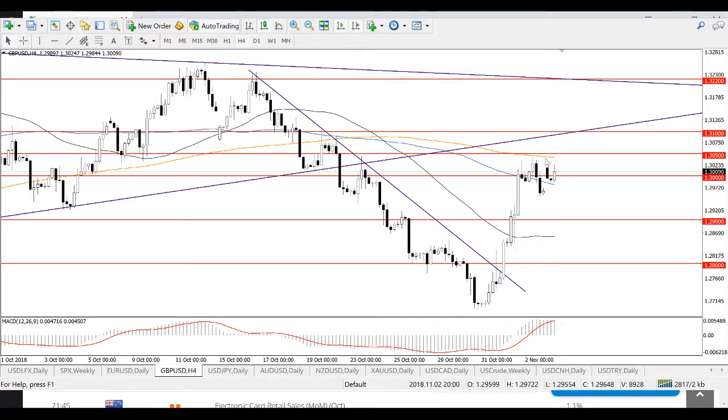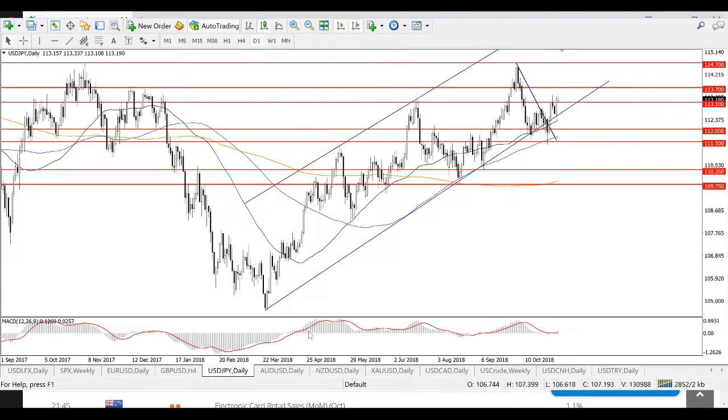But the 200 period moving average is on the upside, and it is a resistance. So the path of least resistance is to get to the lower levels here for the British pound. We'll watch the news, as there will be a lot of news releases for the British pound this week.